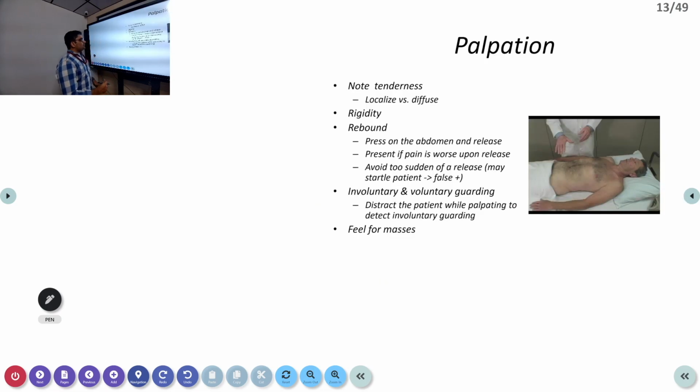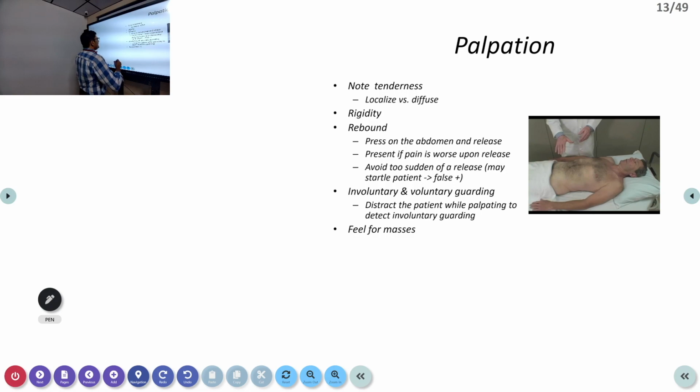So in palpation, always look at the tenderness, that is the pain. When the patient says he has pain, it is called a symptom. When you elicit the pain, then it becomes a sign, and that is called tenderness. Tenderness is a sign. When you palpate, if the patient feels pain, that is called tenderness, and that is a sign.